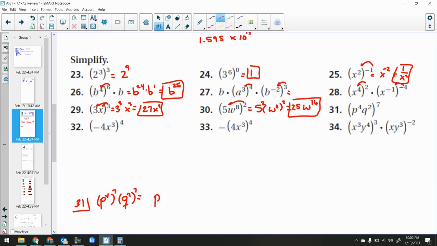P to the 28th, Q to the 14th. And that's my answer for number 31. For number 32, I take 4 to the negative 4th, negative 4 to the positive 4th, and then x to the 3rd to the positive 4th.